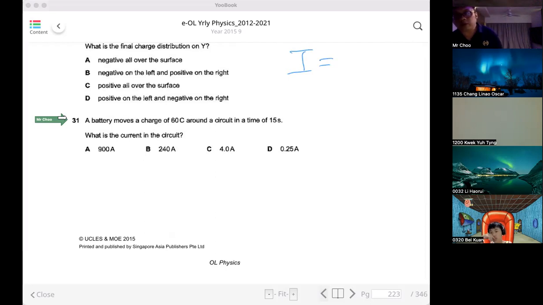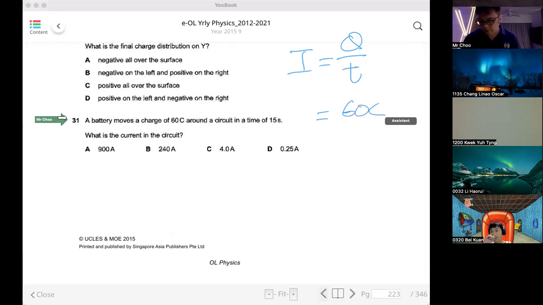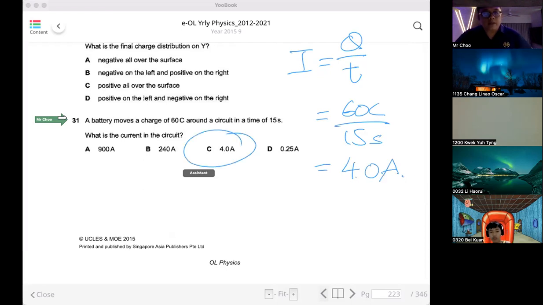Okay, current is the rate of flow of charge. What's the formula? Okay, Oscar, well done. How about the rest of you? So for this question, you use this formula, Q is equal to It. Then you sub in the whole thing, 60 coulomb over 15 seconds, and therefore you get 4.0 ampere. The answer is C. Is this a simple question? Okay, not that bad, huh?